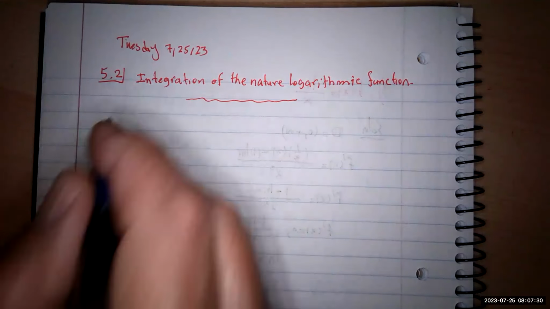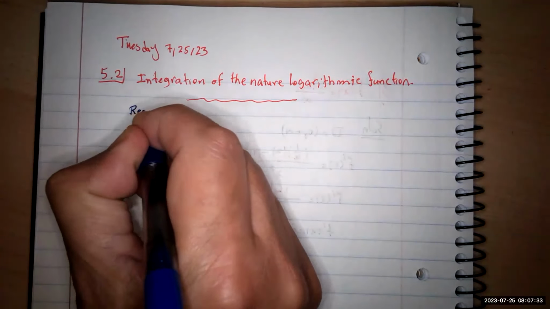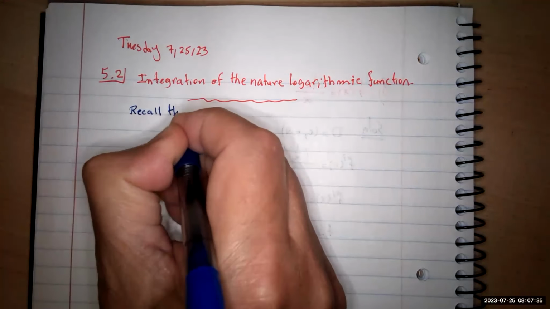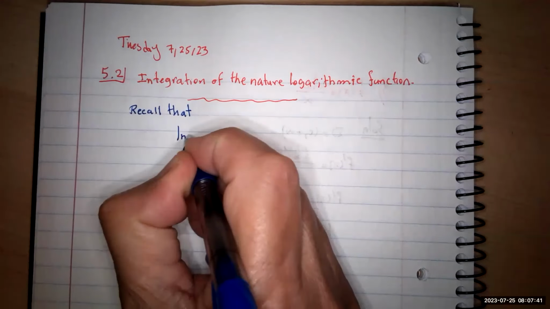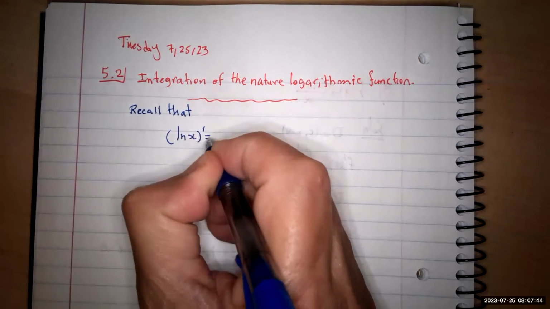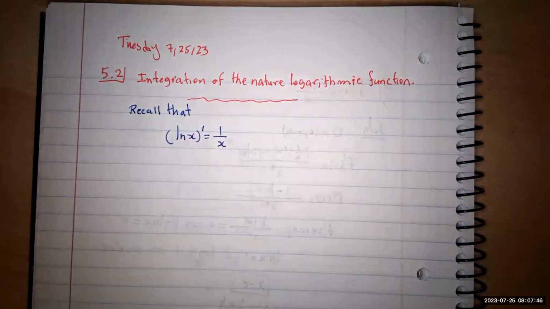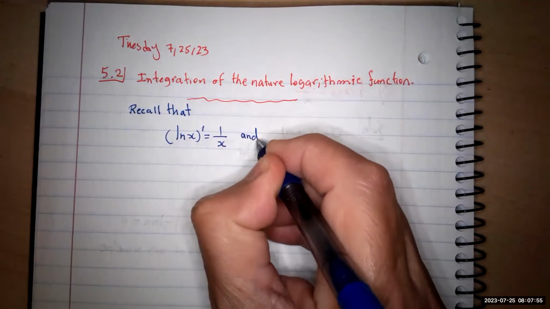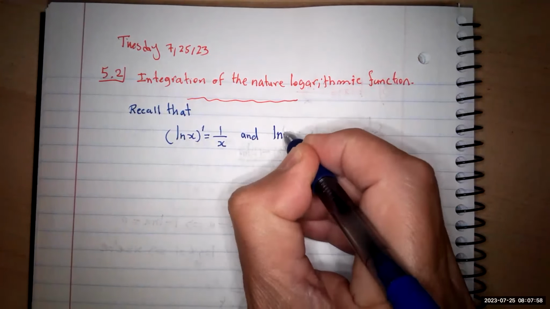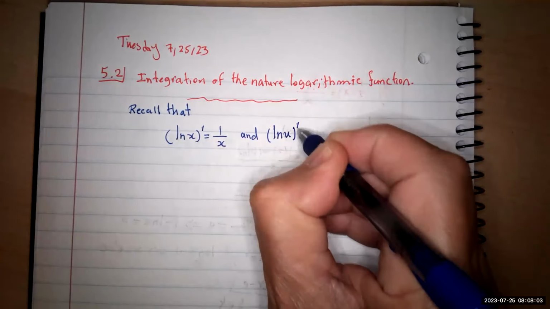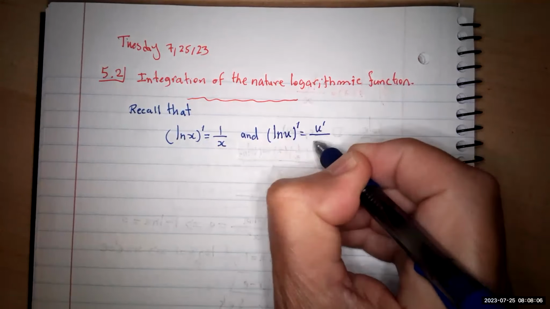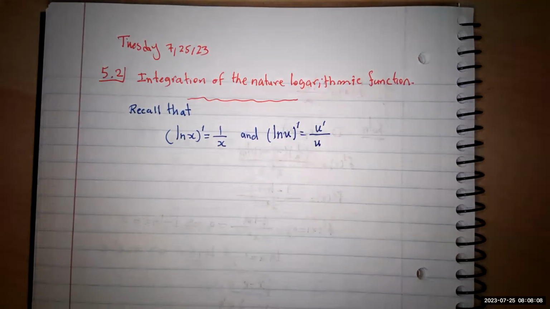So what we know so far is this. Recall that if you want to find the derivative of ln x, the derivative of ln x is going to be 1 over x. That's one formula. But if it is anything other than x, we call it u. If you want to find the derivative of ln u, like the chain rule type, in this case the derivative would be u prime over u. Okay, so this is the formula for the differentiation.